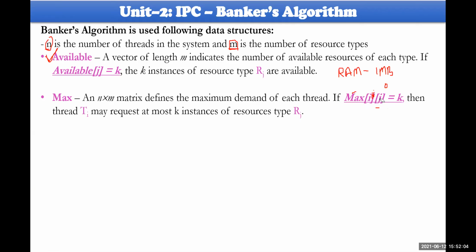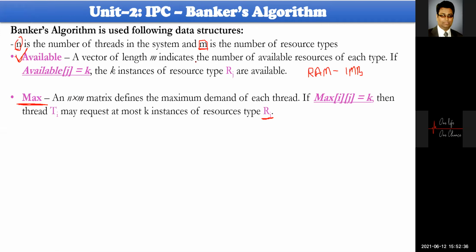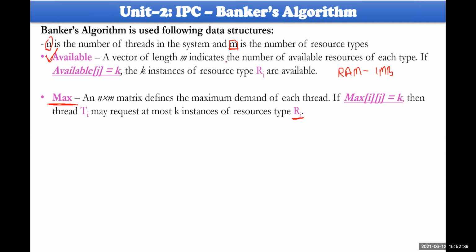Then, while running one specific thread, you may require several resources to complete its process. Of a particular resource type Rj, how many instances are required by a thread to complete? That is how many maximum instances of resource types a thread requires for its completion, and that is Max. Let me take an example.